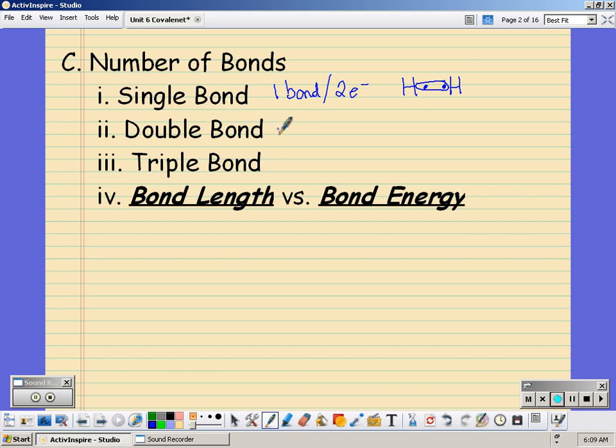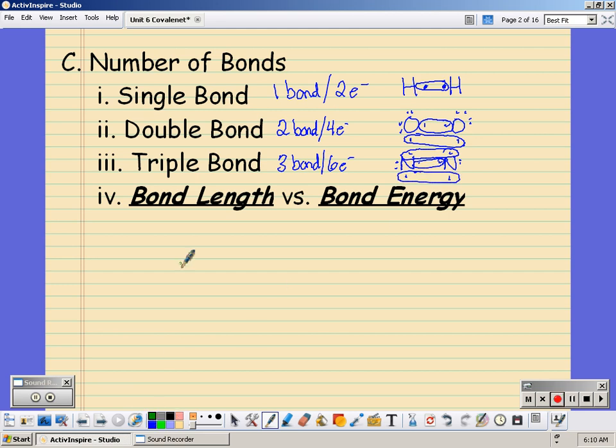A double bond means that you have 2 bonds. In other words, you're sharing 4 electrons. Oxygen, which has 6 valence electrons and wants 8, will share and share to make a double bond. A triple bond, you have 3 bonds between the 2 atoms, which means you're actually sharing 6 electrons. And that's like our nitrogen. Nitrogen has 5 valence electrons, wants 8, so it will share, share, and then share.